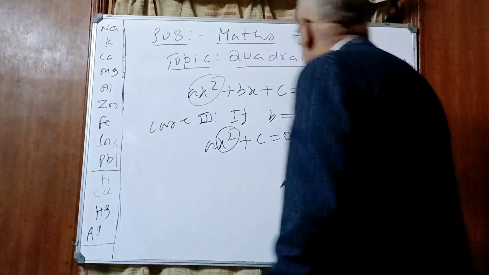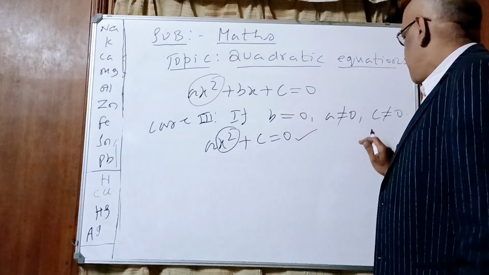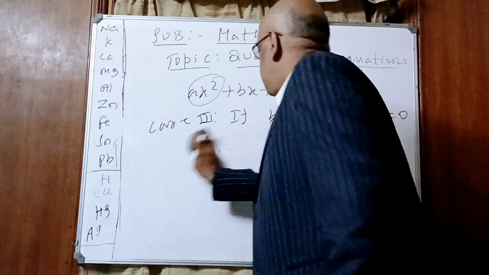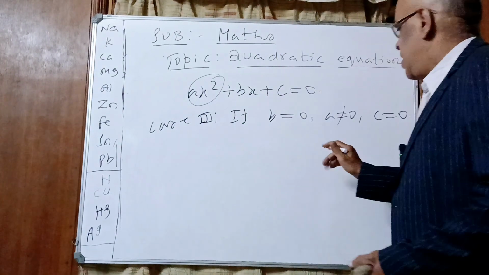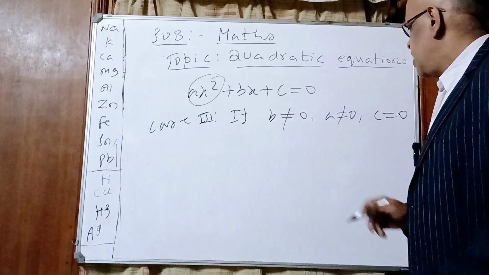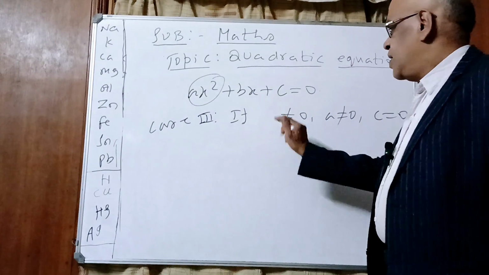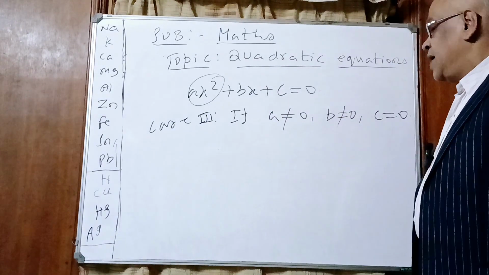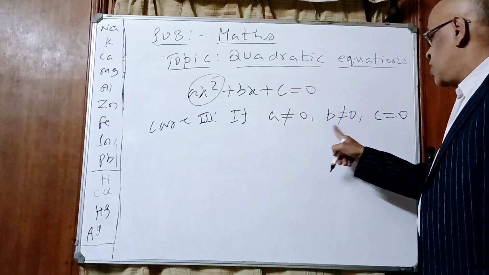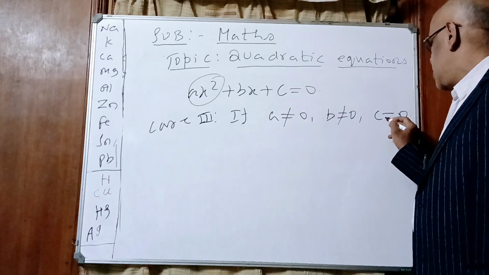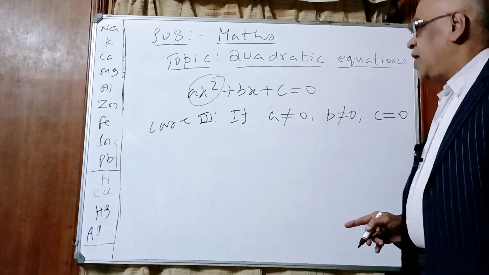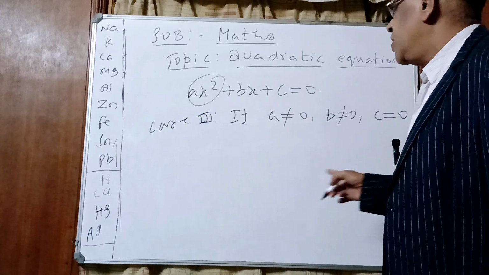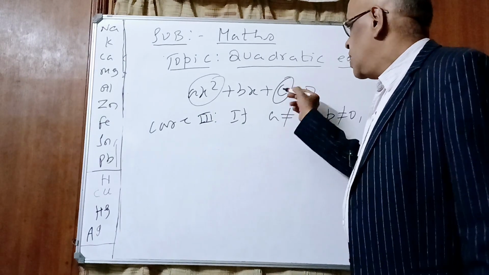Case 3, children. If B is not equal to 0, A is not equal to 0 and C is equal to 0. Take this as A, take this as B. We will write it in the same order. Makes no difference. A is not equal to 0, B is not equal to 0, but C is equal to 0. Understood? Constant term is 0. That vanishes.